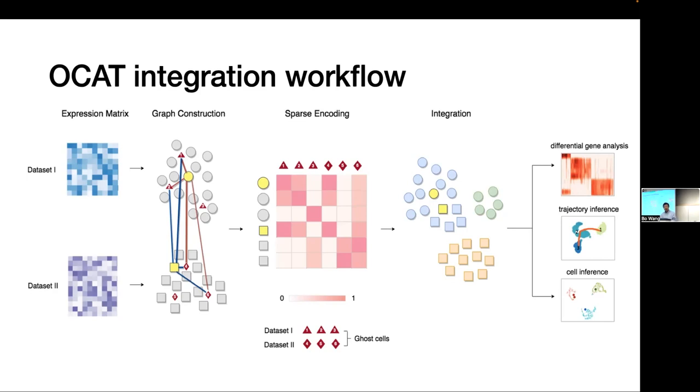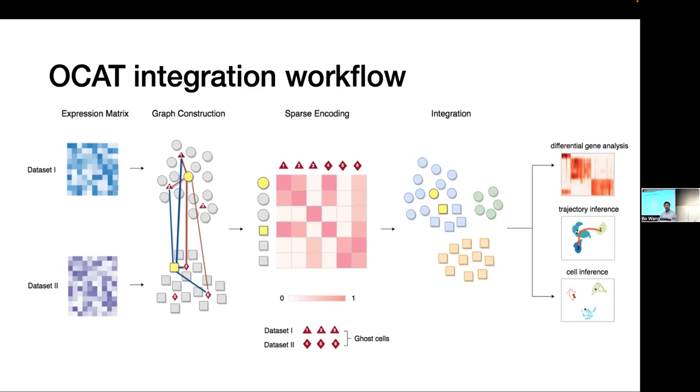Then the key step in OCAT is called selection of ghost cells. I will talk about what ghost cells are later on. Basically, it is a basis of cells that we try to use to reconstruct the original cells. The idea comes from sparse coding, which is a very common technique in signal processing. The idea behind sparse coding is that we want to construct a small set of very unique basis functions, and use these basis functions to reconstruct the original signals in a sparse way. I will talk about sparse coding in more detail later.